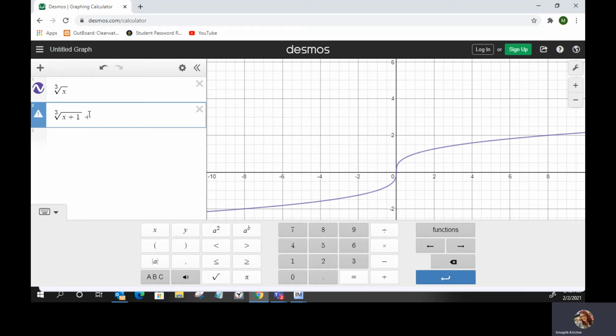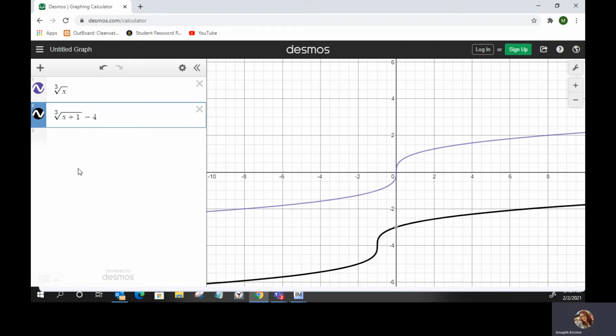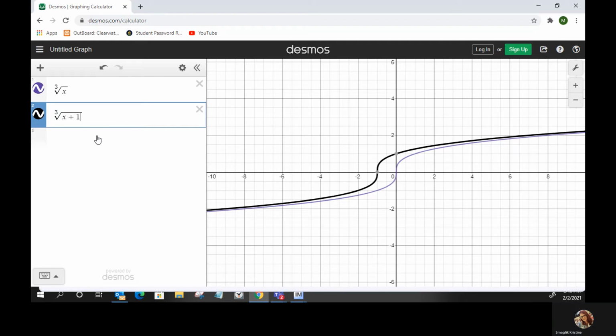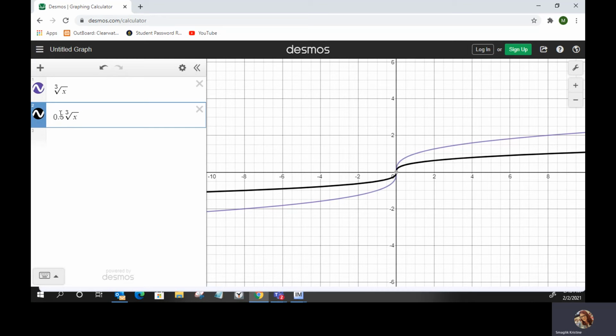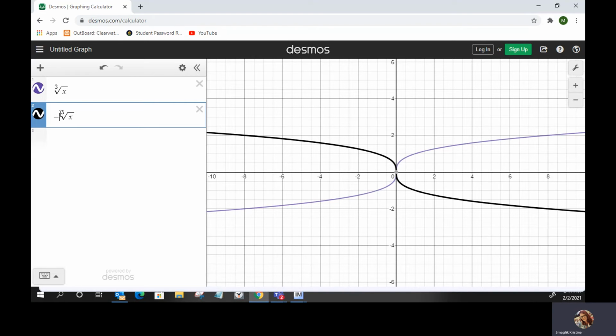Now let's go plus. I moved it up. Minus 4. It goes down. And again, if I stretch it, it's pulling closer to the y-axis. If I compress it, multiplying by a half, it's pulling in closer to the x-axis. Now, if I make this negative, it reflects it across the x-axis. It just kind of rotates it around there.